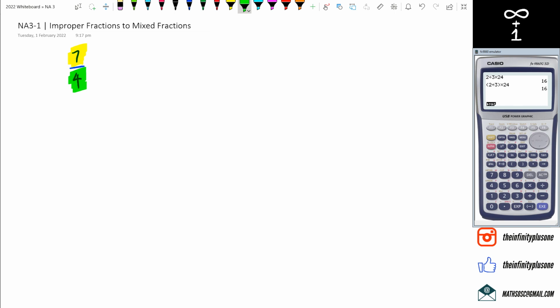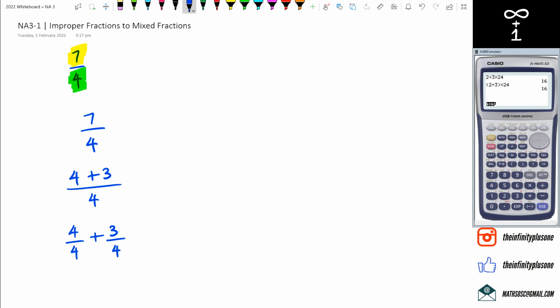Now we want to try and make this into a mixed fraction. How do you do that? Well, real simple. We're going to take the 7 over 4 and we're going to split it like this. We're going to split the 7 as 4 plus 3 over 4. If you've been watching all the previous videos, you're probably quite comfortable with what I just did there. All I've done is split that 7 into 4 and 3. And because they have the same denominator, we can split this up further as 4 over 4 plus 3 over 4.